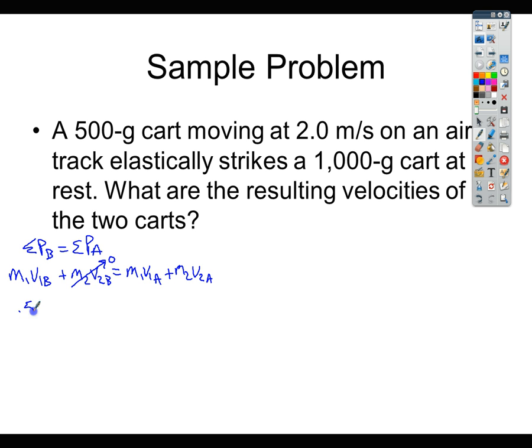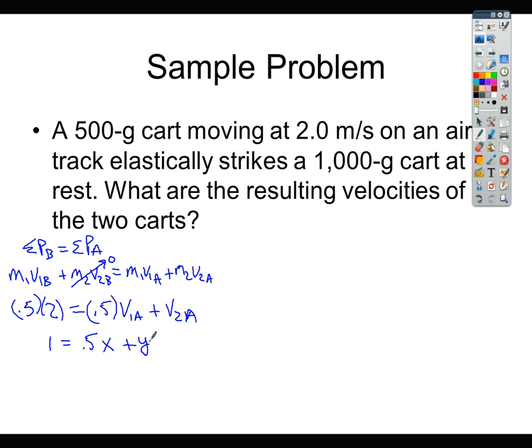Here we've got 0.5 times 2. And that should be equal to 0.5 times v1a, and that's the speed of the first object, plus v2a. Notice that we're going to have two unknowns in this problem. If we go through and solve, we end up with 1 is equal to 0.5. This time we're going to call v1a x, and we're going to call v2a y.